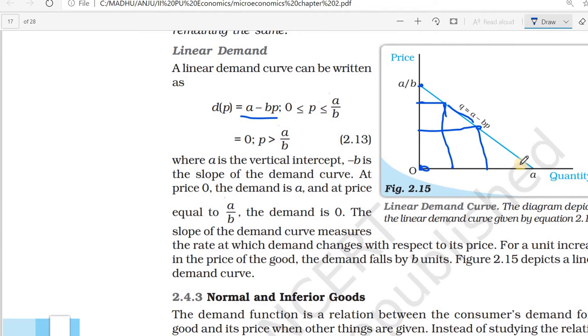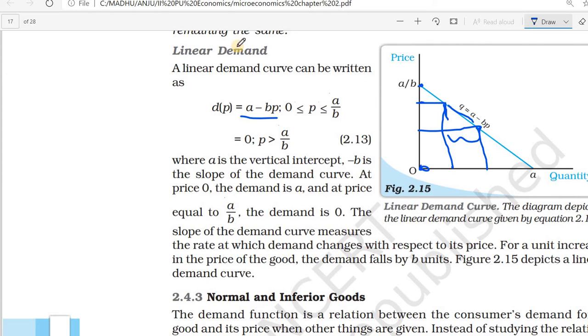Okay, then this diagram depicts the linear demand curve given by the equation. For a unit increase in the price, the demand falls by B units. That one is only showing that suppose this much increase or decrease happens, this much change comes in the B units. Suppose price is increasing, that time this much demand is falling. That one is called a linear demand curve.